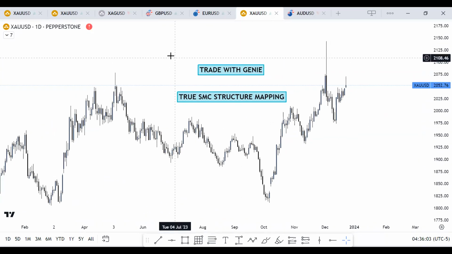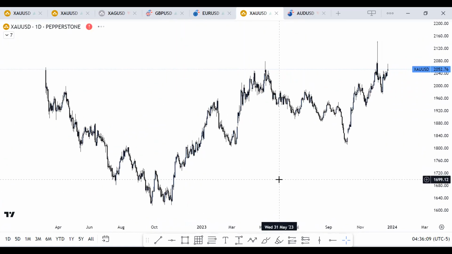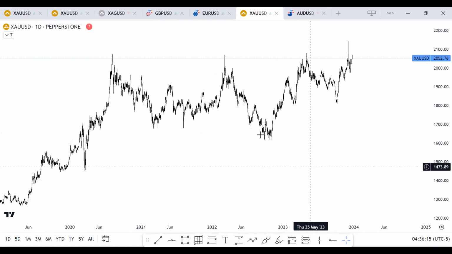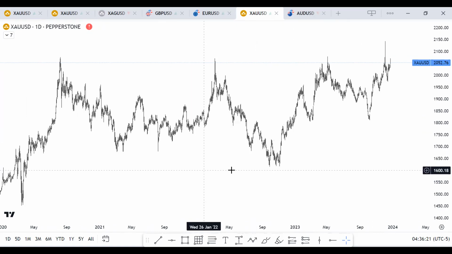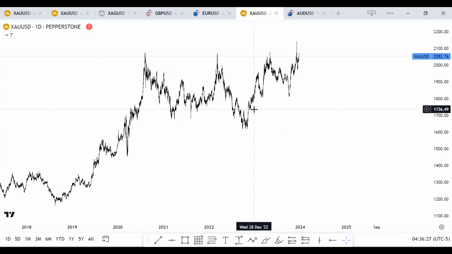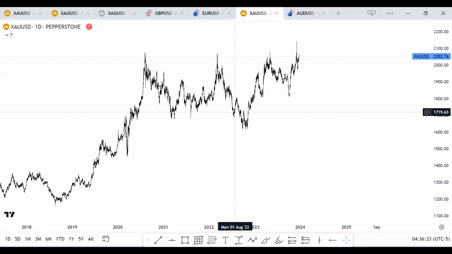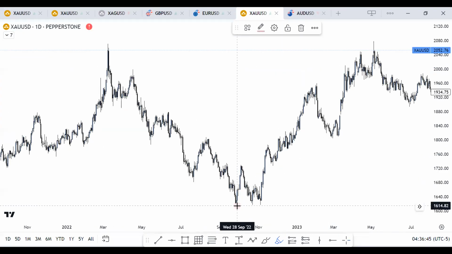Starting from gold structure mapping, we are going to map the structure on the daily time frame. Let's start the structure from a clear high or a clear low. If we start from this low over here, it looks like a pretty clean low. Whenever you want to start structure mapping, you have to select a clear high or a clear low. We could definitely start from this low or this high, but it would be very lengthy, about 20 to 30 minutes of video. That's why I'm selecting this low over here, and let's mark the structure from here.